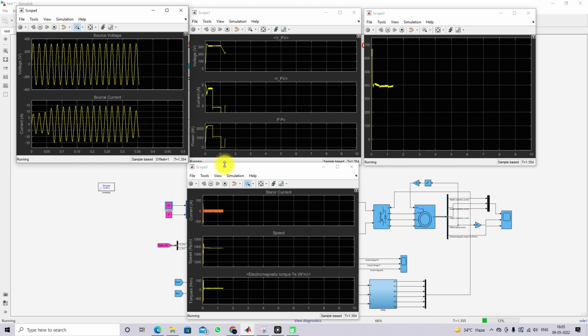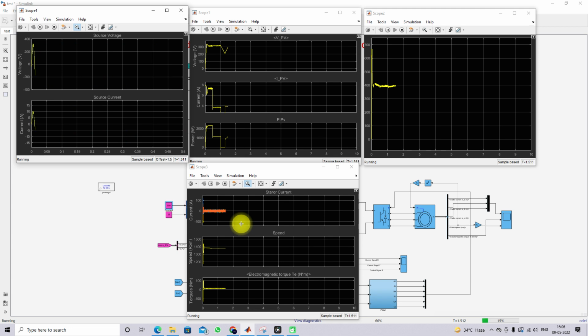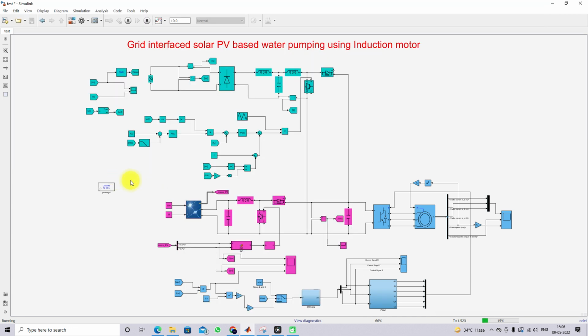So now, because of increasing irradiation, the power of the PV is increasing, and you can see the current sharing is now decreasing, right. Okay, so based upon this irradiation, the induction motor is continuously receiving the power. Okay, so this is the working of mode 3. So this is the working of grid interfaced solar PV based water pumping using an induction motor.